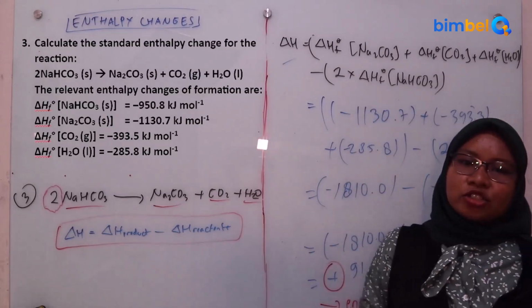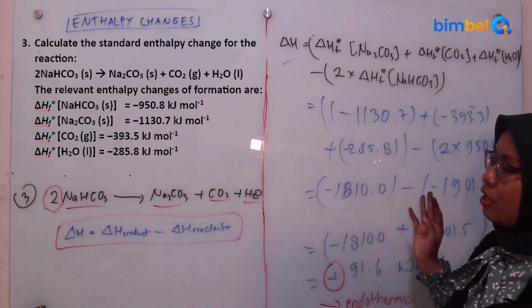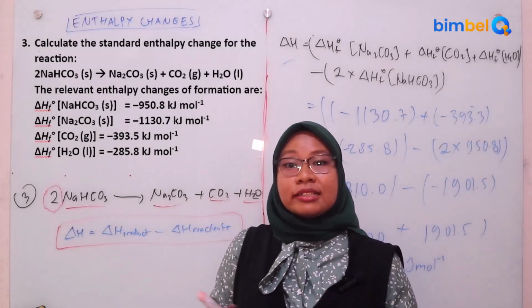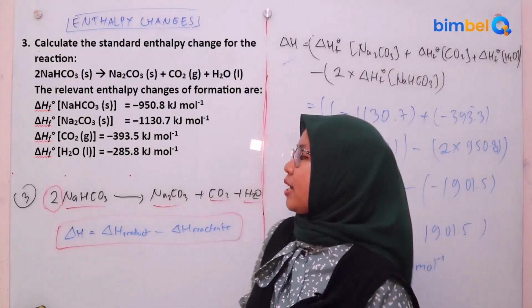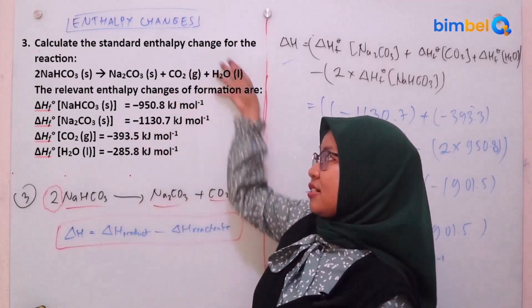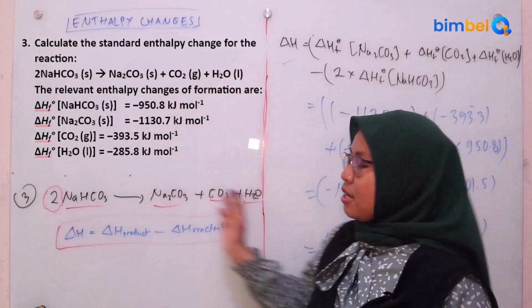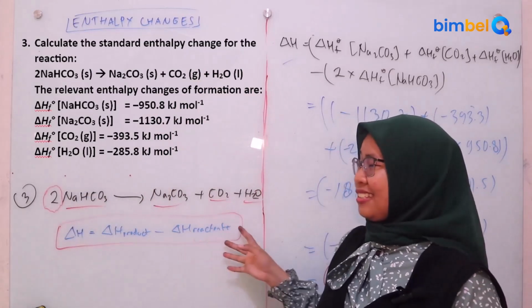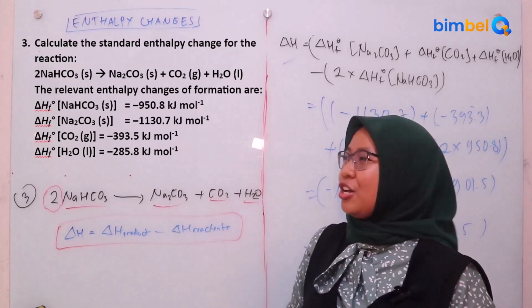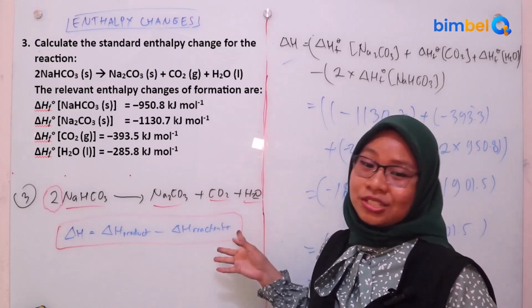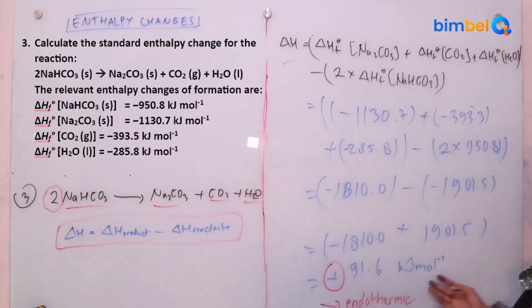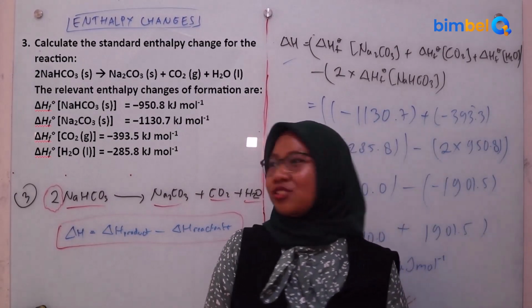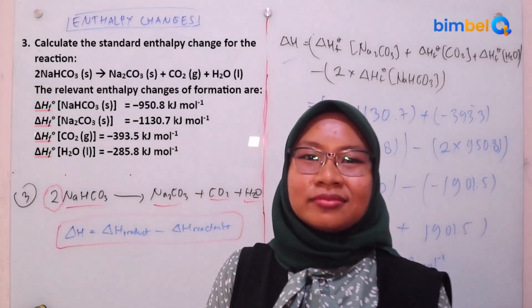Actually, you can use the Hess cycle. Firstly, you can draw the Hess cycle, and then you can use the formula delta HR equals delta H2 minus delta H1, and then substitute the numbers from this data. But you can also use this formula. I think this is easier compared to drawing the Hess cycle first, and the result will be the same: 91.6 kilojoule per mole, and the reaction is endothermic. Okay, so that's for question number 3.